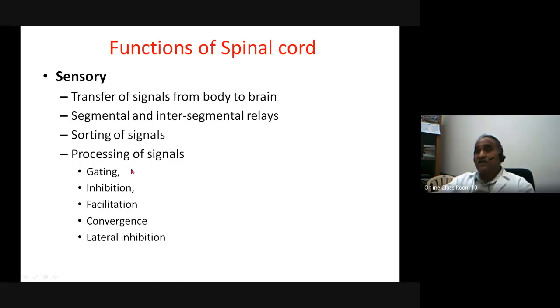Gating is done by the inputs coming to the various nuclei or the centers in the spinal cord. They try to inhibit. Especially this becomes an important aspect in terms of modulating pain. This is what is called the gate control theory.